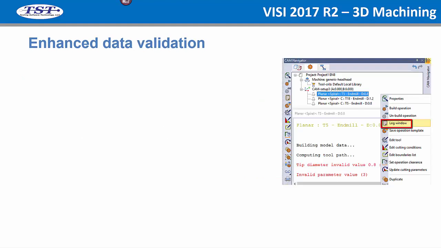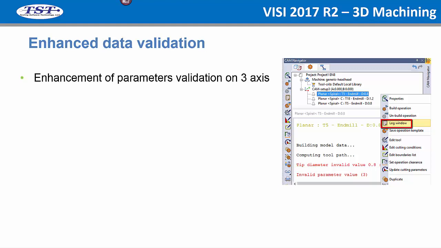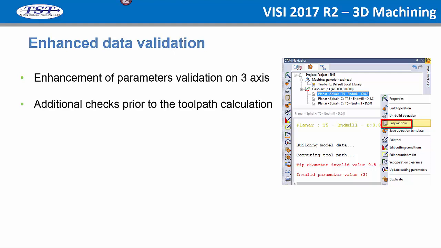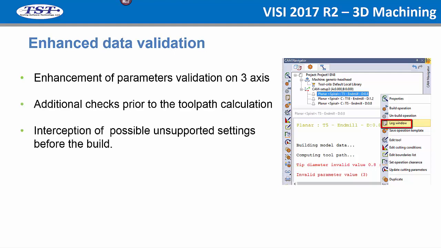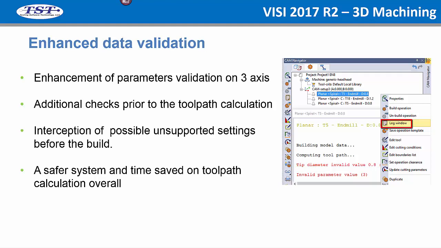The log window is created when you build the toolpath. You have to have built the toolpath to have the log window. So when you're looking at a different file, if you don't see the log window, you need to build that toolpath to have it. So there's an enhancement of the parameter validation on 3-axis as well: additional checks and interception of possible unsupported settings. It's a safer system and saves time on the toolpath calculation overall, not having to let it error out at the end, but rather doing that check before.